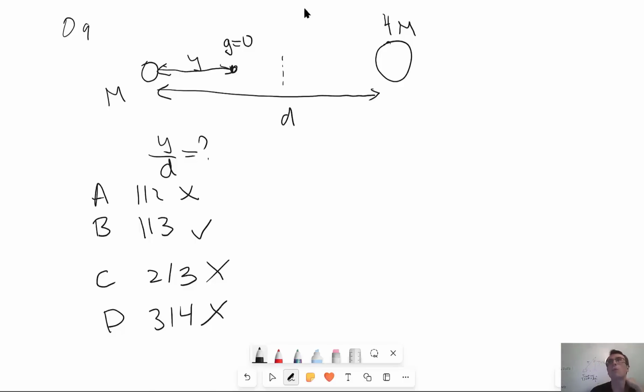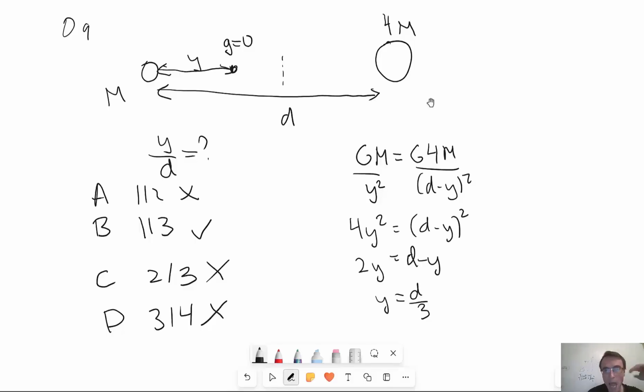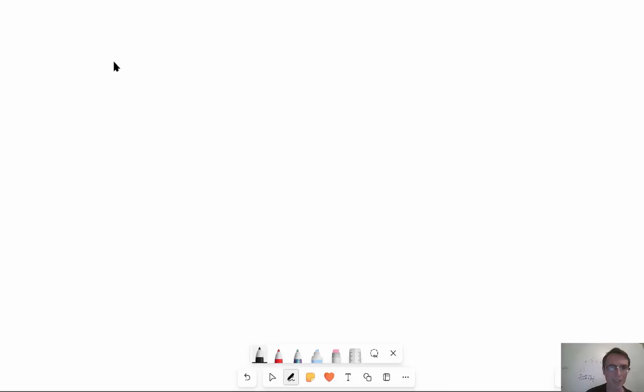Now, you can also do this question in terms of a calculation. I'm going to leave the calculation to this question here, d over 3. However, this is pretty unnecessary because just by the process of elimination, we can work.